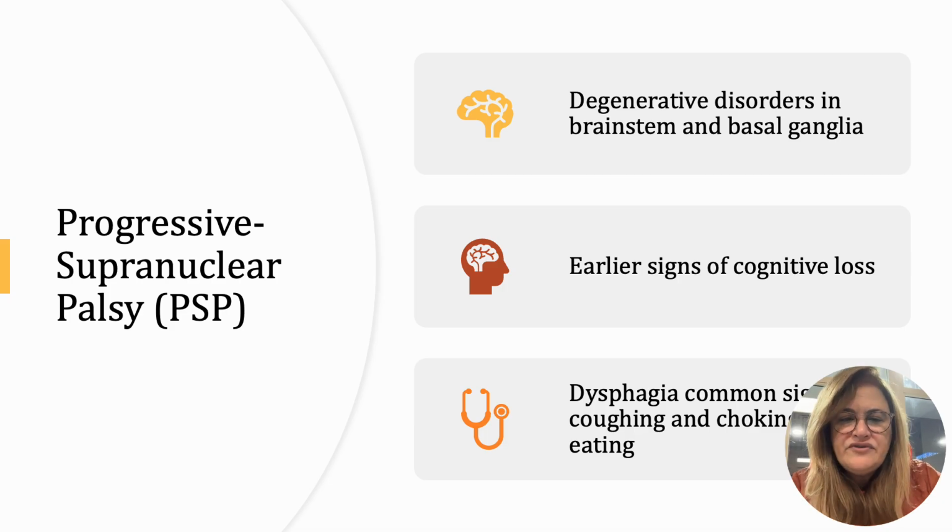We have progressive supranuclear palsy. Any cerebral palsy or variation of that may result in issues with the brainstem, like basal ganglia, cognitive loss, and dysphagia that may result in coughing, choking while eating, and that will impact the amount of nutrients and diet that we can present, and the IDDSI levels that we're going to be recommending for these clients.